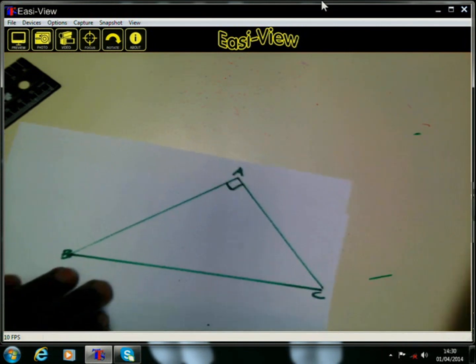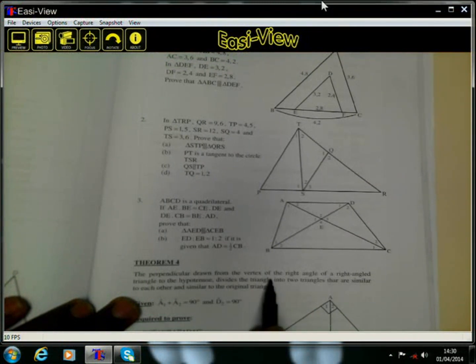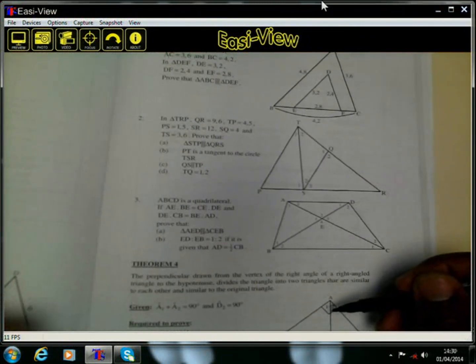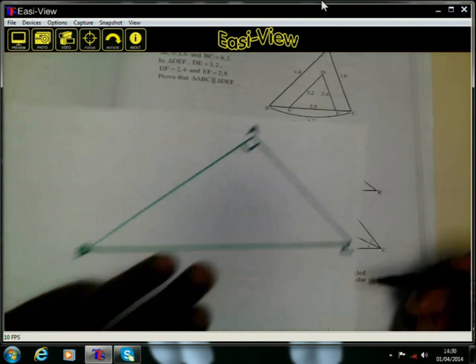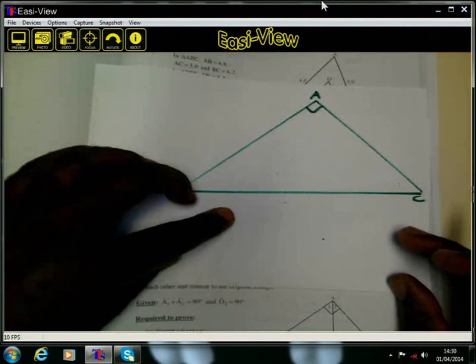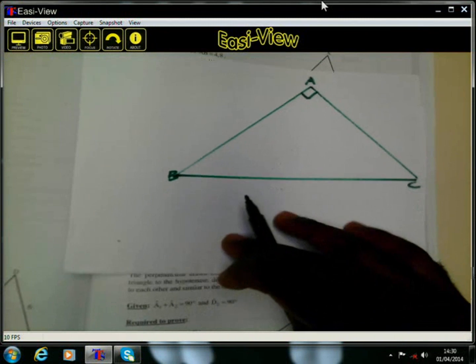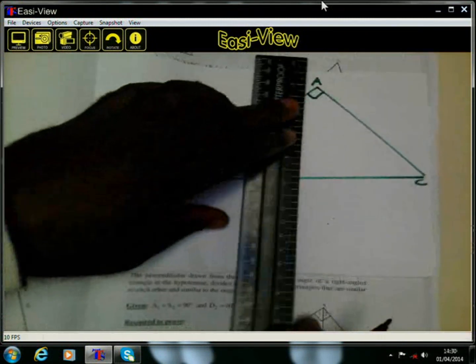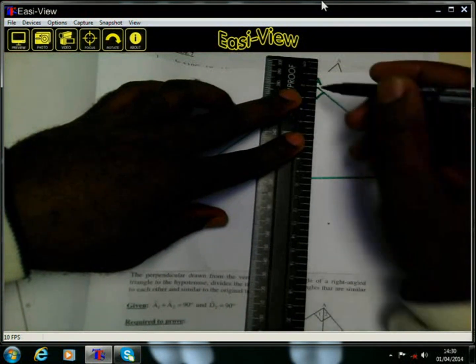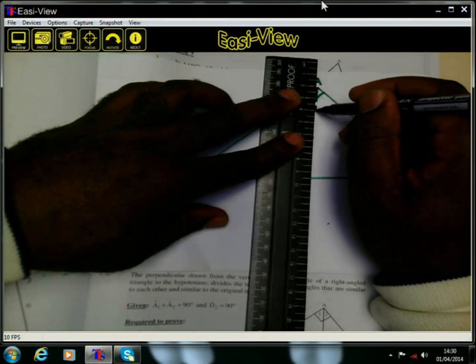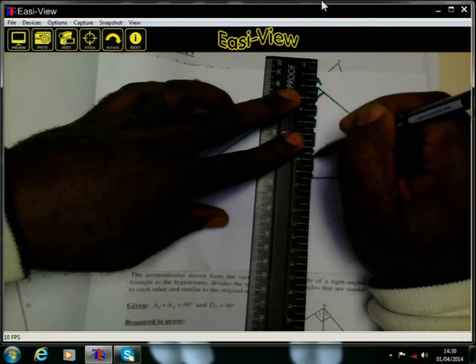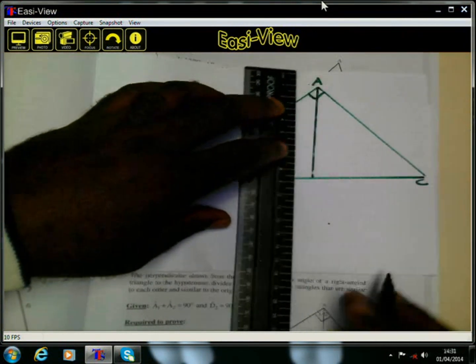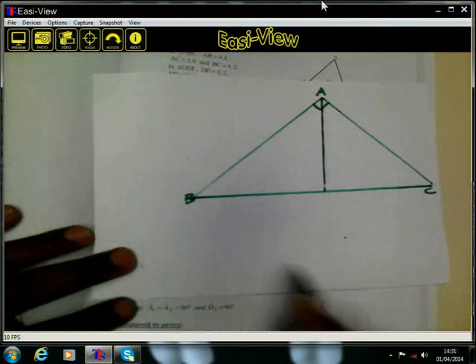Now, if we read the theorem, it says the line drawn from the vertex of the right angle, from the corner, the vertex is the corner, from the corner of the right angle. So what is requested of us is to draw the line coming from the corner of the right angle, the vertex of the right angle. And this line must actually be perpendicular to the hypotenuse.